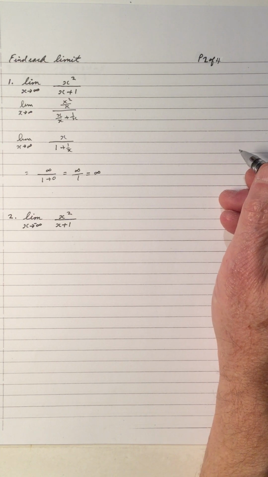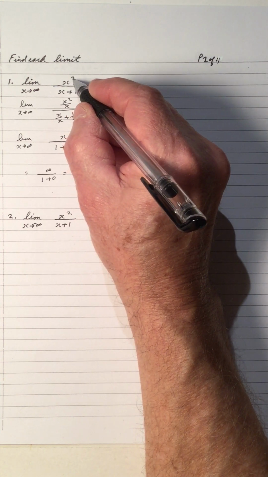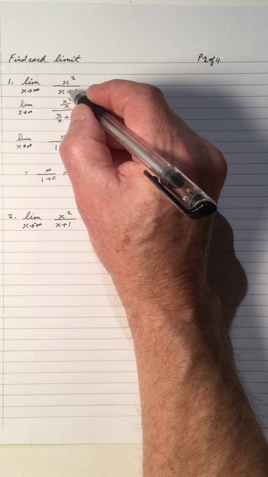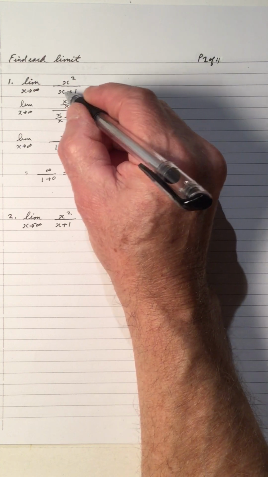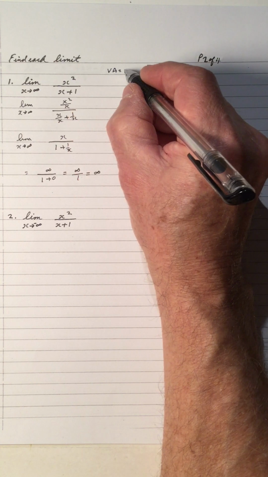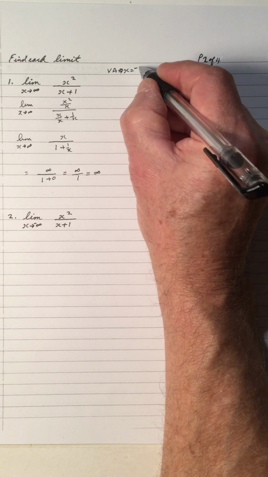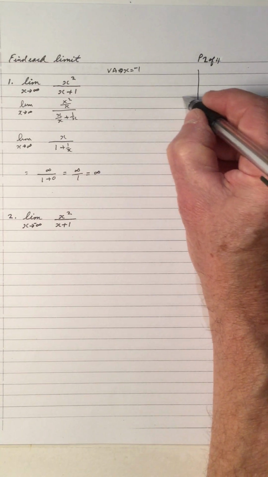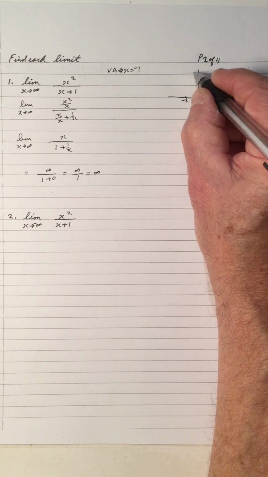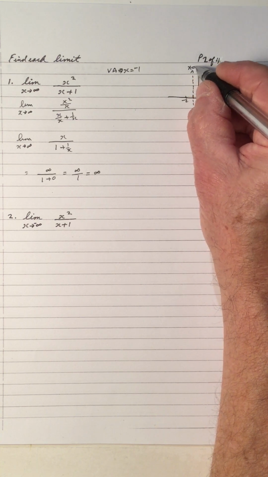Now, let me explain more about this one. Because the numerator has a degree of 2, higher than the degree of the denominator, we have what we call a vertical asymptote. So the vertical asymptote is x equals negative 1. So we have a graph. Let's say this is negative 2, negative 1. So the vertical asymptote is right here, x equals negative 1.